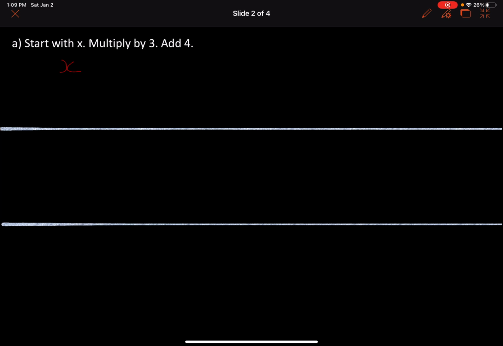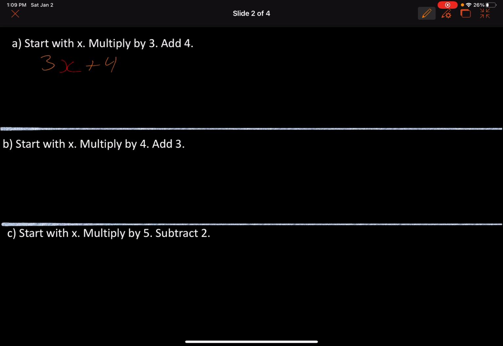So I'm going to use a different color. Okay, I'm going to multiply by 3, and then I'm going to add 4. Okay, so this is what my equation is going to look like, and I want you to pause the video, do these next two, just set up the equations, and then come back because we're going to work with them.